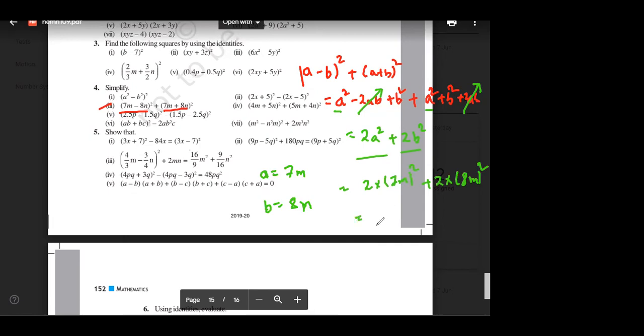So it will be what? 2 into 49m square. No, this is n. My bad, this is n. Plus 64 into 2, 2 into 64 m square. So 98n square plus 128m square. Okay? Got it? Tell me, got this? Yes, sir.